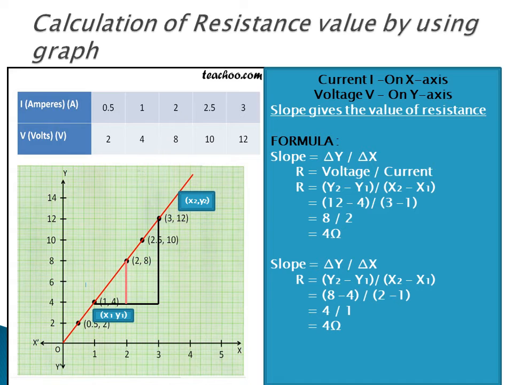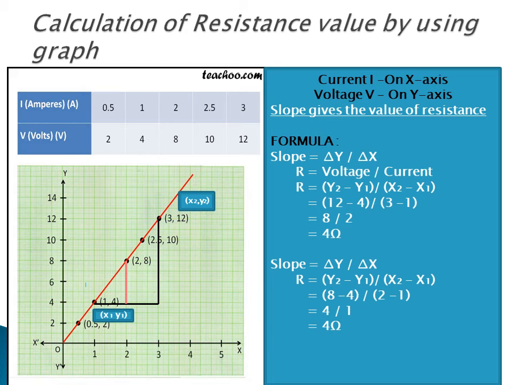We know that the slope formula is del y by del x, and the y-axis represents the voltage value and the x-axis represents the current value. So the slope formula becomes del y, meaning change in voltage, divided by del x, meaning change in current, and voltage divided by current is the formula for resistance. That's why we say that the slope of this graph gives the value of resistance.